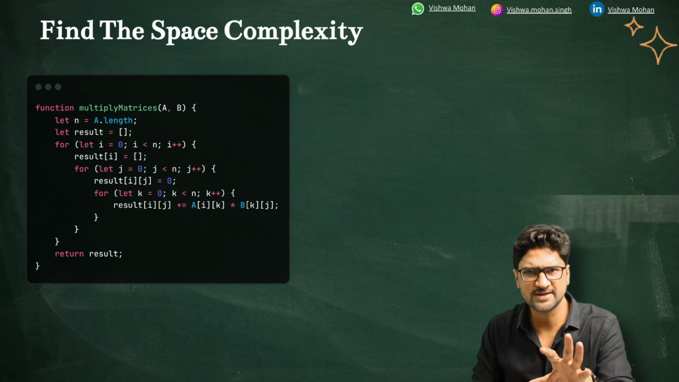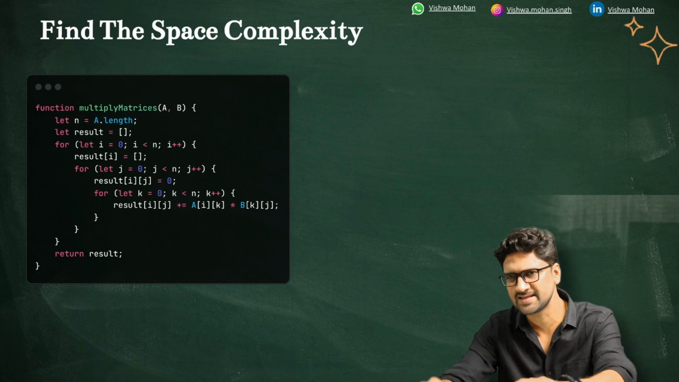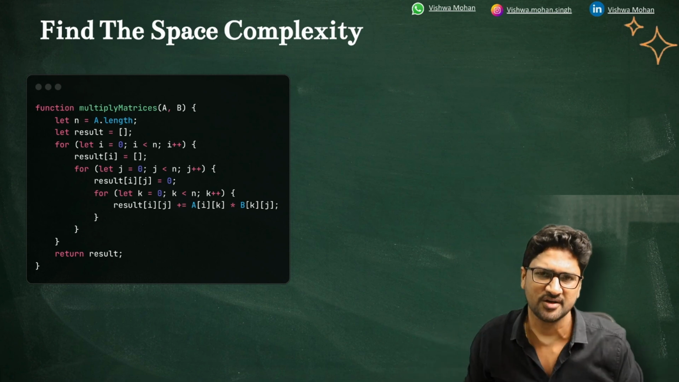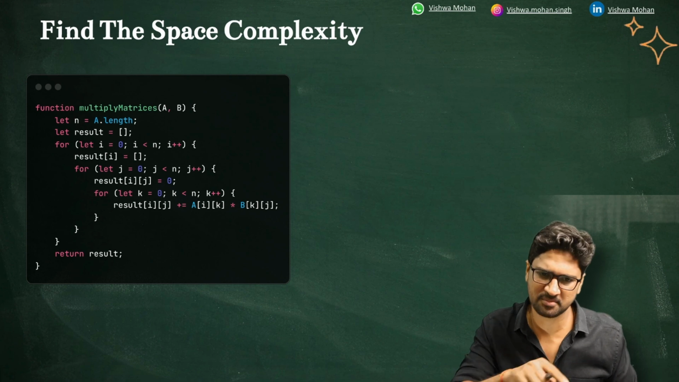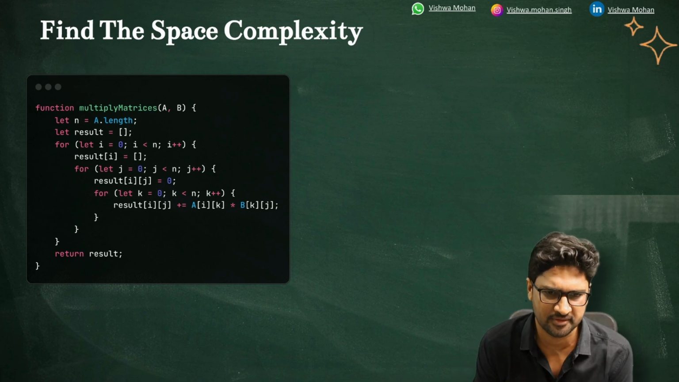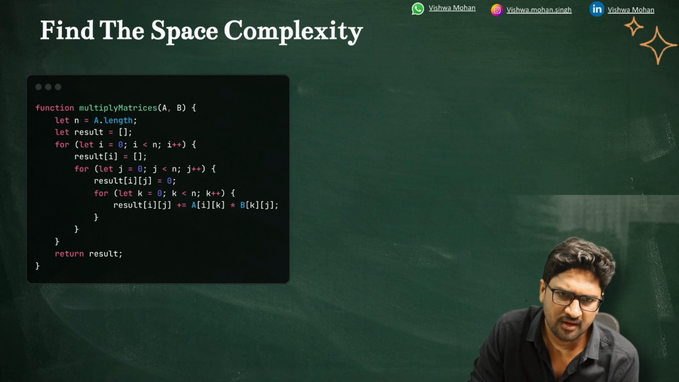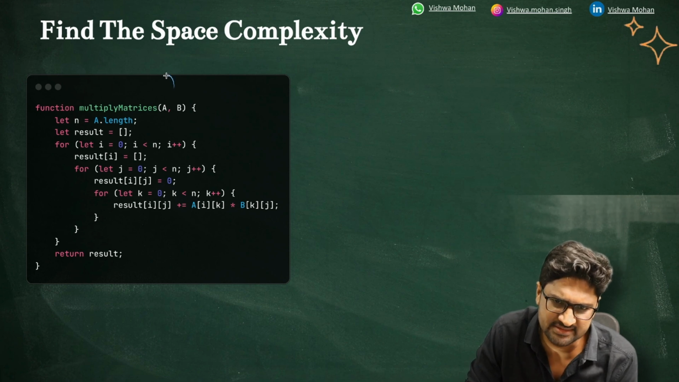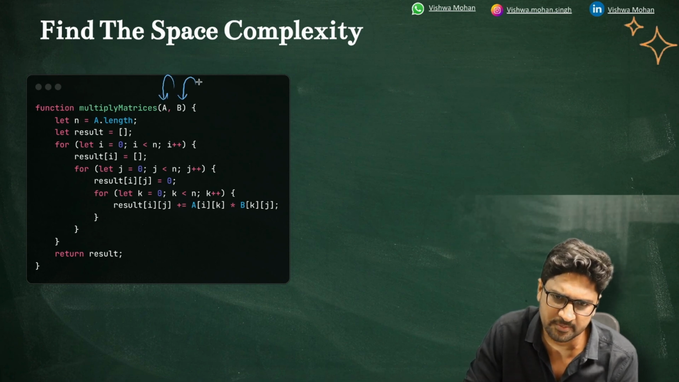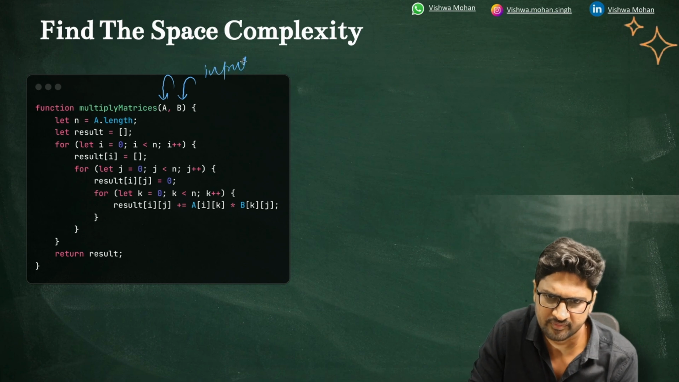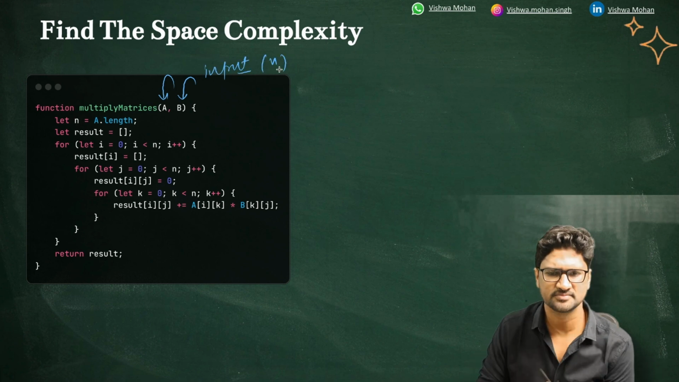Now I want you guys to try this question yourself first, and just pause this video, do that in your notebook, and then come back and tell me what your answer is. So if I see here, the input size is this A, and there's another, so these are two inputs, right? And let's say there's size n.